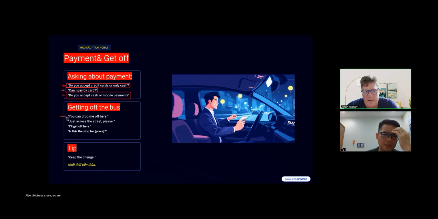You can drop me off here, or you can tell him, just across the street, please. Or you can tell him, I'll get off here. Or you can say, it is a stop for Noi Bai Airport. I will get off here. When you pay for your trip and you don't want the change, you can just simply tell them, keep the change.